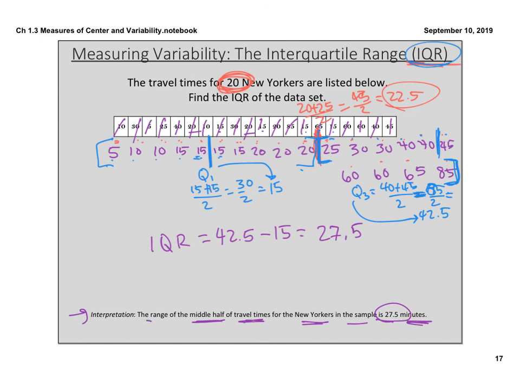You can see that they talked about what they're looking at, the range of the middle half, that's that IQR. So that's the measurement they're finding. They put it in context of travel times for New Yorkers. In the sample is 27 and a half, so there's our value. And then they also put the units, minutes. So that's what would be needed if you were asked to list what the IQR was. It's not enough to just say 27 and a half minutes. Everything in this class is going to be about writing out and analyzing and interpreting the value that you find. So writing out this whole interpretation is an important piece.